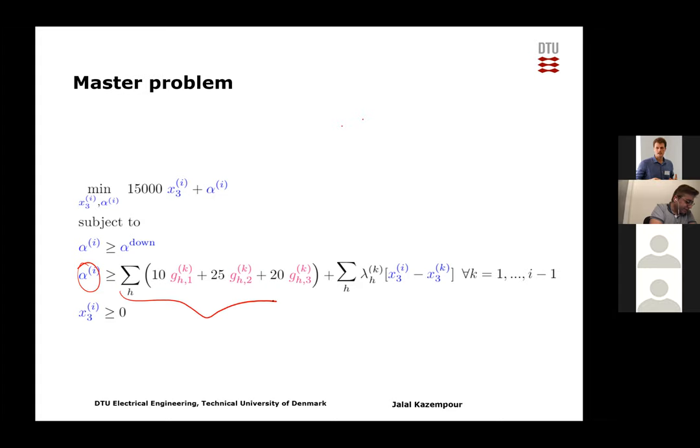So what is this term? Is it given or is it variable? Yes, it's given because it comes from previous iterations k. So it's given. And what is this term? Yes, it's given, but what is it? Yes, it's the total operational cost of the system in iteration k, in previous iteration k. Exactly. Good. So it's the total value of objective functions of all subproblems.